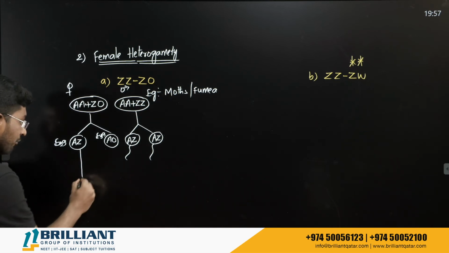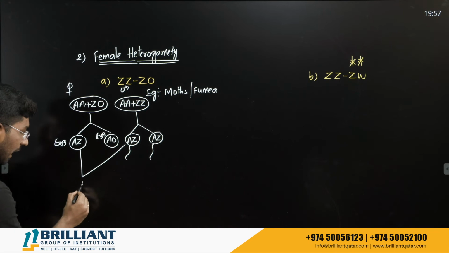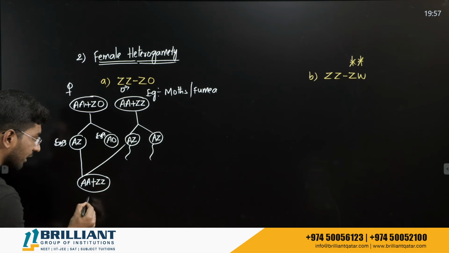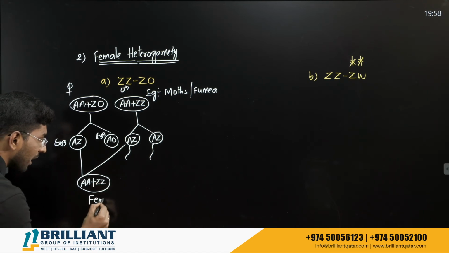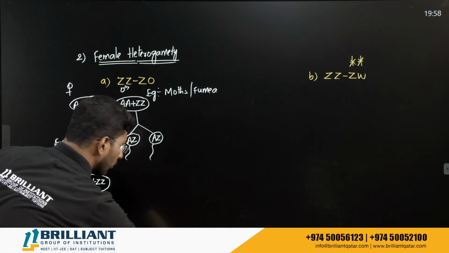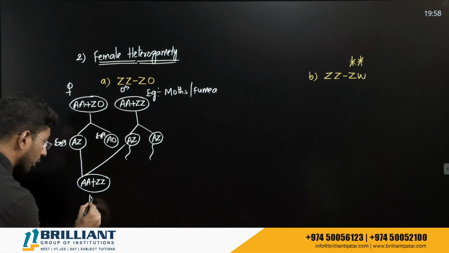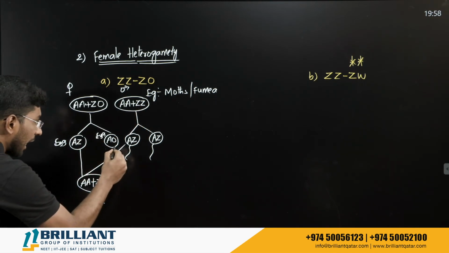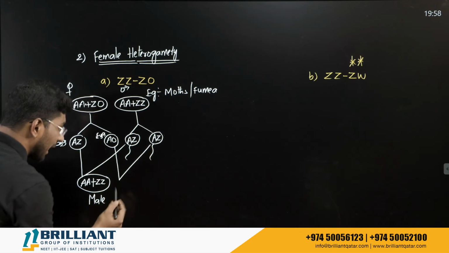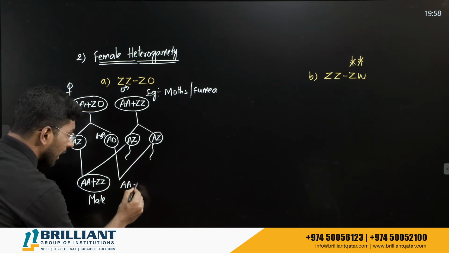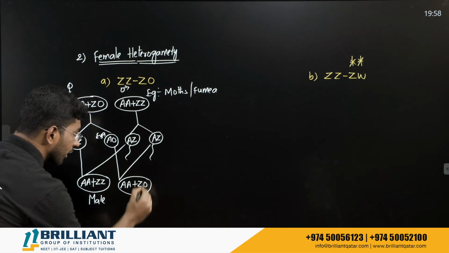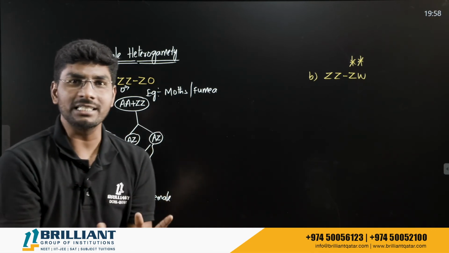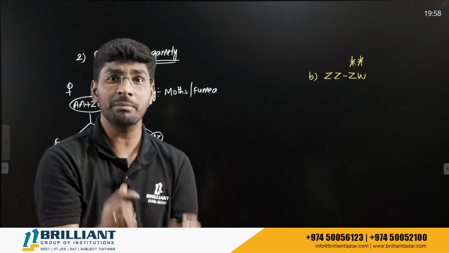Now, what happened? AZ egg fertilizes with AZ sperm, giving A plus 2Z chromosomes. When 2Z chromosomes are there, which organism is this? Male. ZZ, it is male. What about this one? When A0 egg is fertilized with the AZ sperm, AA plus Z0. What type of organism is this? Female individual. That means the sex of the new organism, the young one, is determined by the egg.